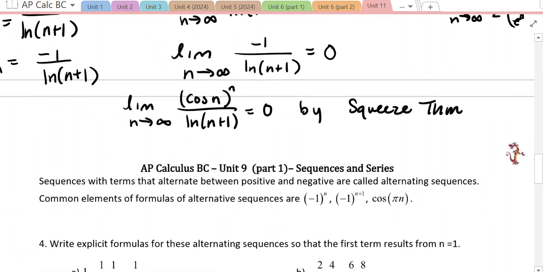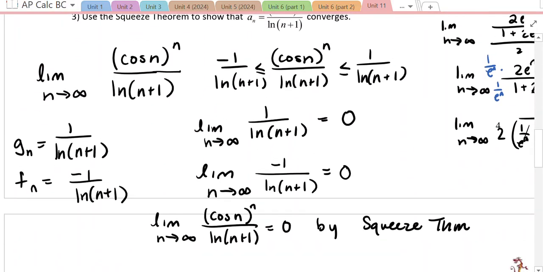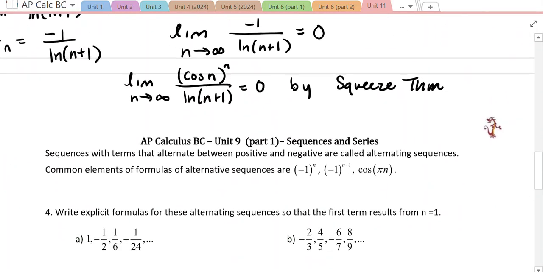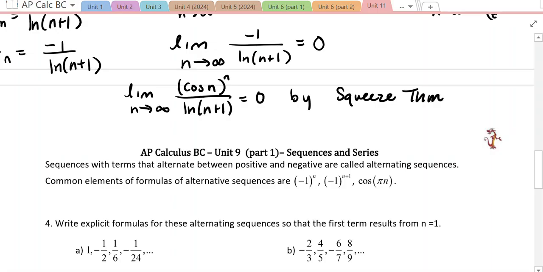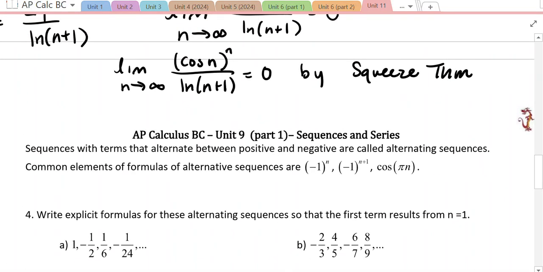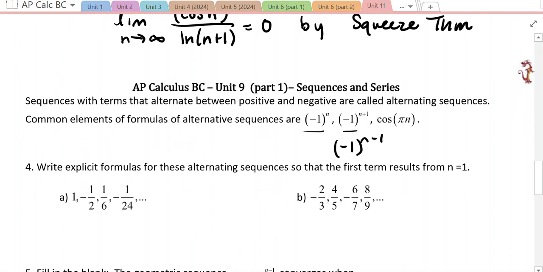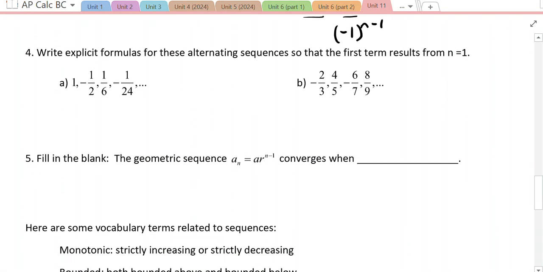Alright. So on this one, a lot of times in general you can have sequences that alternate from positive to negative, positive, negative. And there's a couple of common ones that we can see that'll help create alternating sequences. You could have a -1 to the n, you could have a -1 to the n plus 1. Sometimes you also see a -1 to the n minus 1. And then the oddball is like cosine pi n. That will also alternate. So here we're going to write some explicit formulas.